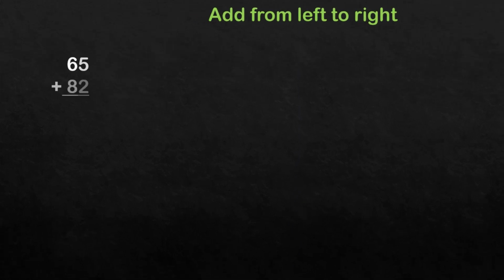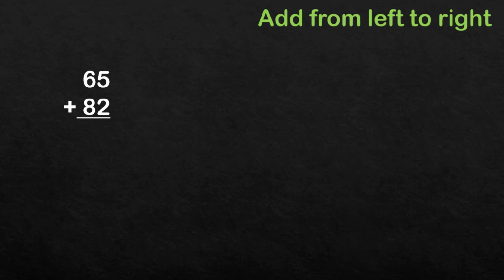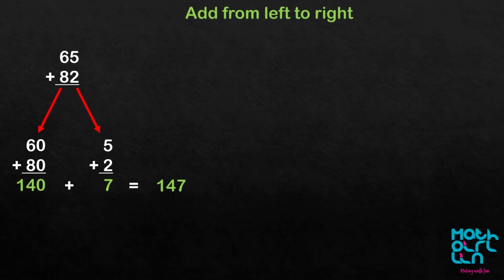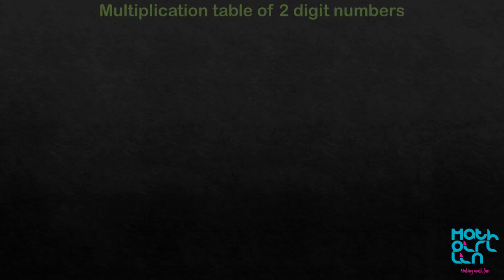In one of my previous videos, I showed you how easy it is to add from left to right. Just to recap, looking at 65 plus 82. We split the digits according to its place value. Then we add them from left to right. 60 plus 80 is 140, and 5 plus 2 is 7. 140 plus 7 is 147. Similarly, we can use the same concepts for the multiplication table of two-digit numbers.